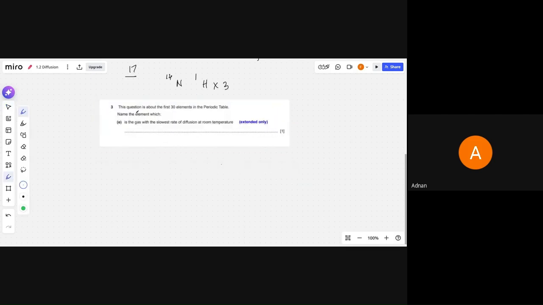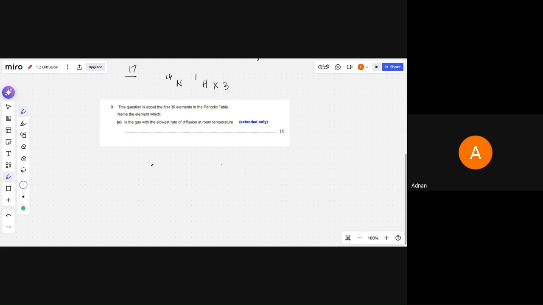Okay, so question 3, this question is about the first 30 elements in the periodic table. Name the element which is the gas with the slowest rate of diffusion at room temperature. So a periodic table is given, it is printed on your question paper, so you don't have to memorize the entire periodic table. So you just need to understand how to read it.